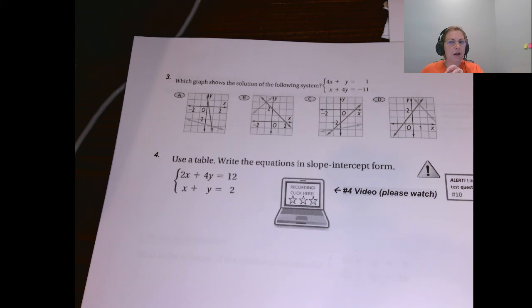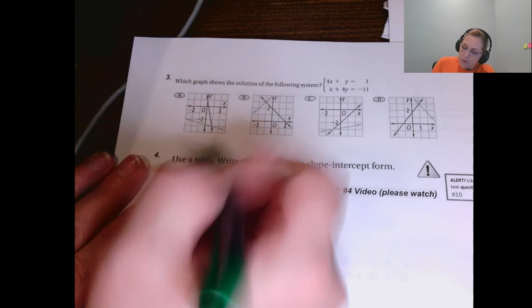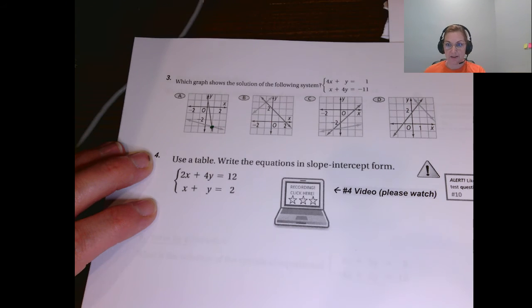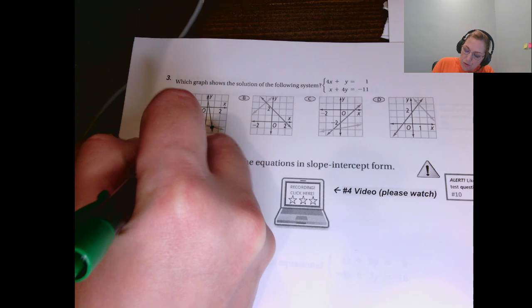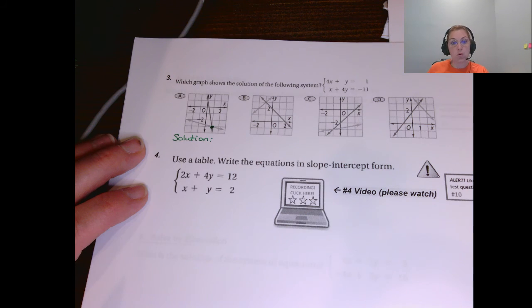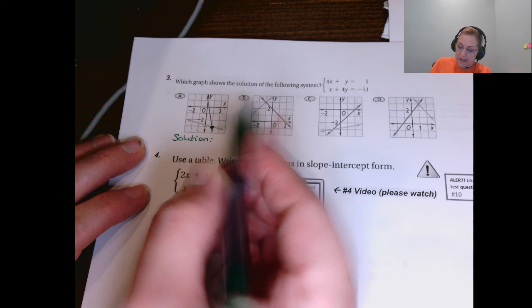So there's a couple of things that I can do. Let's look at the answer choices first, okay? When you look at answer choice A, I want you to focus your attention on where the two lines intersect. Where they intersect tells us the solution, and in this case, the coordinates for the solution are 1, -3.